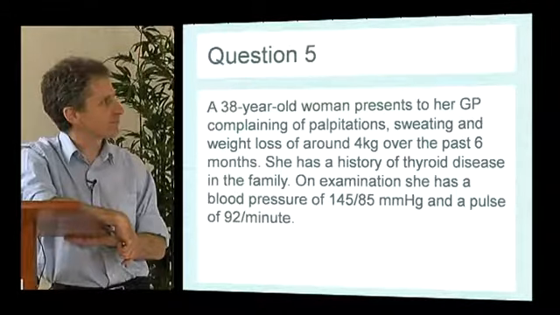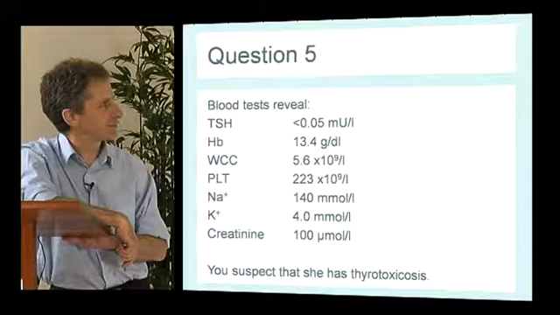Question 5. A 38-year-old woman presents to her GP complaining of palpitations, sweating, and weight loss of 4 kilograms over the last 6 months. She has a history of thyroid disease in the family, and on examination she has a blood pressure of 145/85 and a tachycardia at 92 per minute. Here are her test results. Of note is a low TSH level. You suspect that she has thyrotoxicosis.